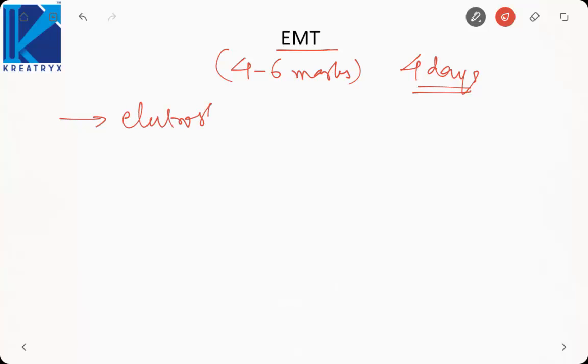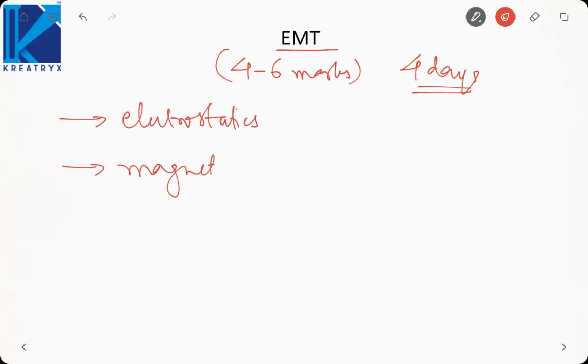The last subject that you must move on to is EMT. Now EMT has been recognized as a separate subject, so you can expect 4 to 6 marks weightage from EMT. But still it is a small unit, so 4 days are sufficient to cover. Here you must cover the basics of electrostatics, and I would recommend that you use a 12th standard book to cover these concepts, because in the GATE examination very basic questions will be asked. They will not be based on vector calculus concepts.